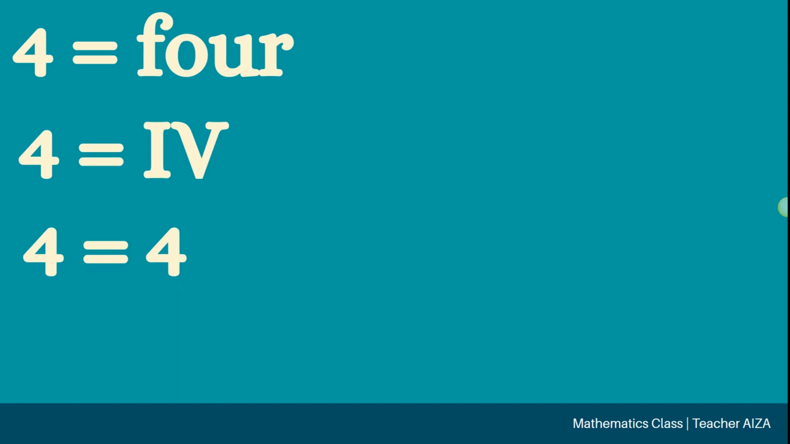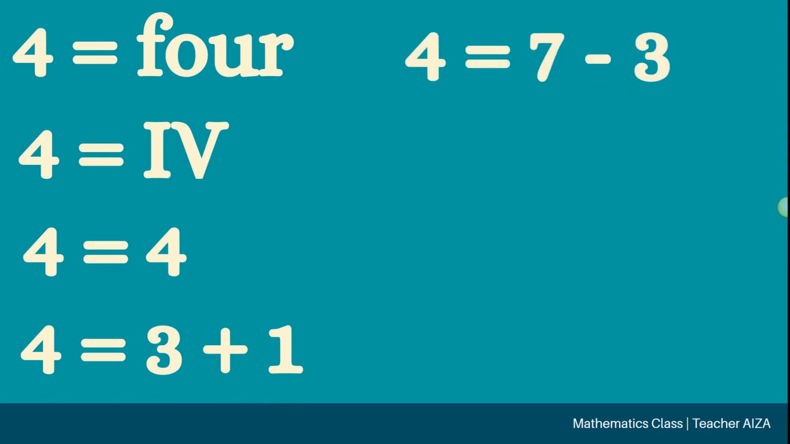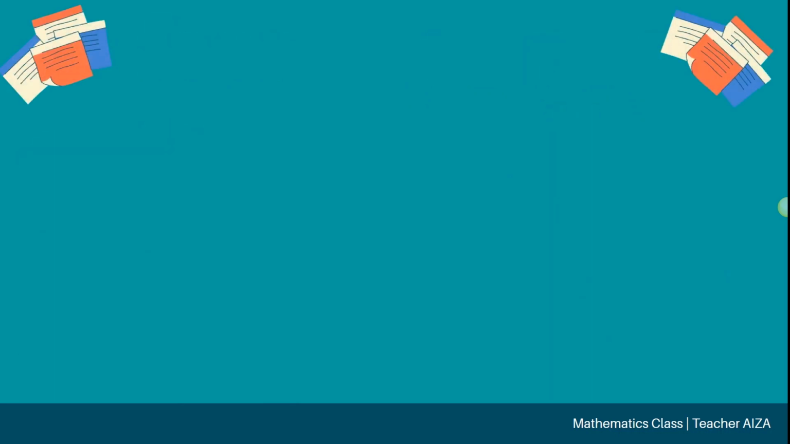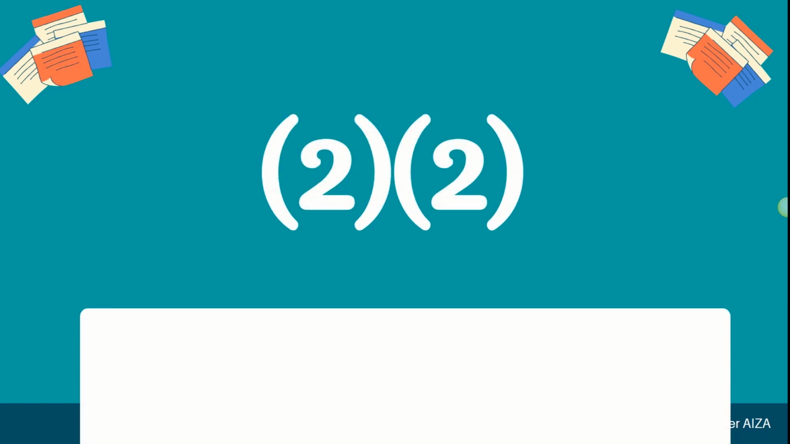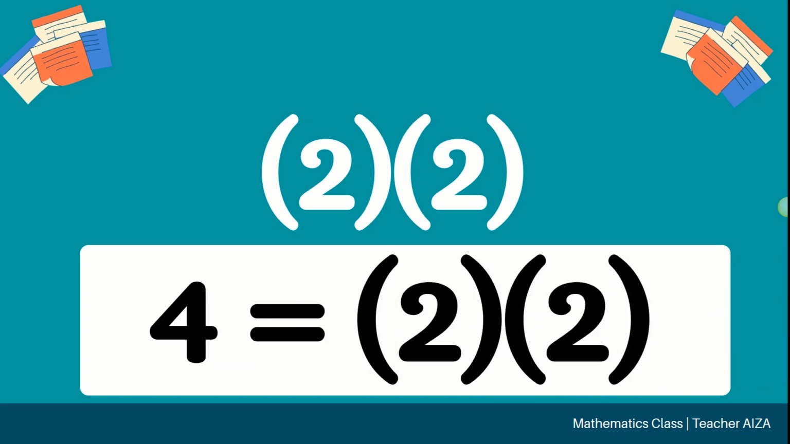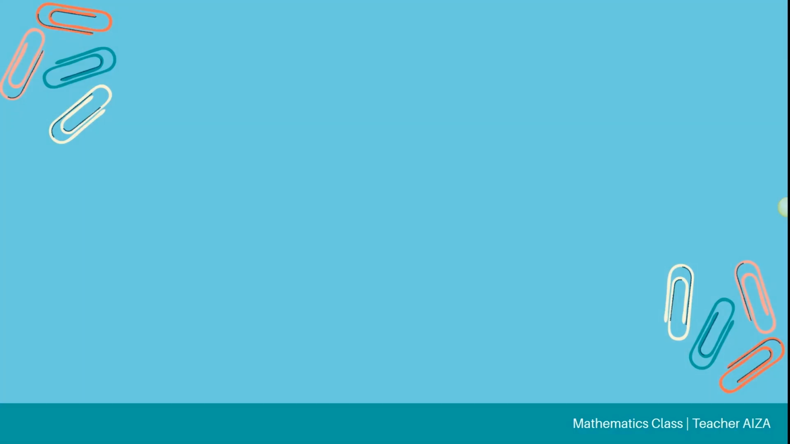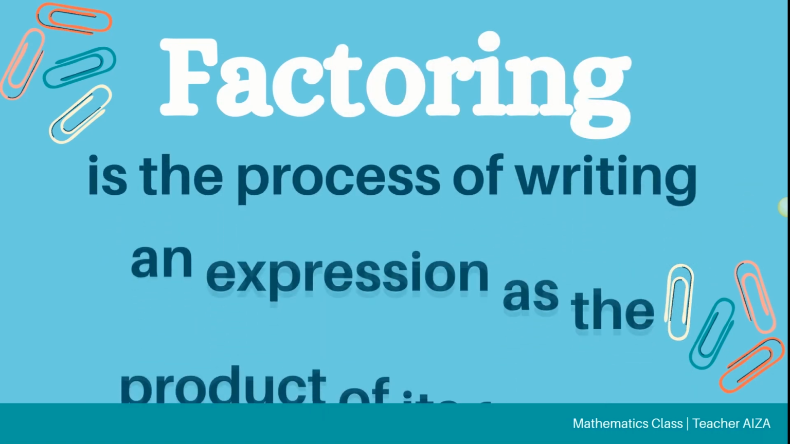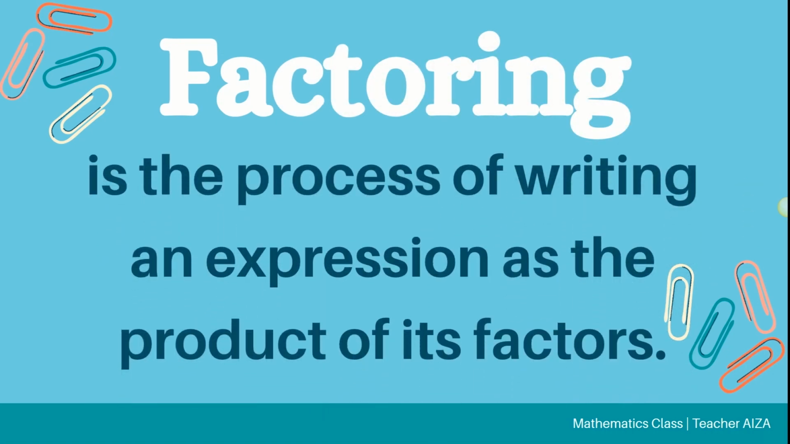It could also be the sum of 3 and 1, or the difference of 7 and 3, or the quotient of 16 and 4, and the product of 2 and 2. For weeks 1 and 2 of quarter 1, we shall be focusing on what 2 times 2 is. Writing 4 as 2 times 2 is the method called factoring. Factoring, therefore, is the process of writing an expression as the product of its factors.